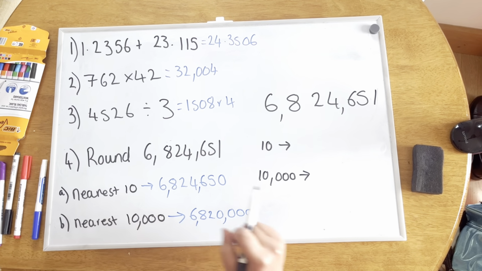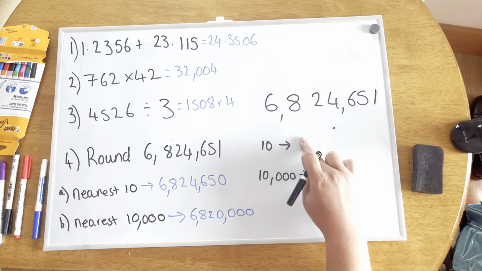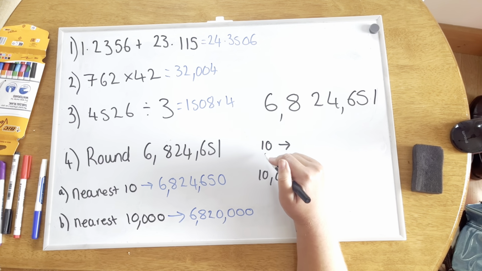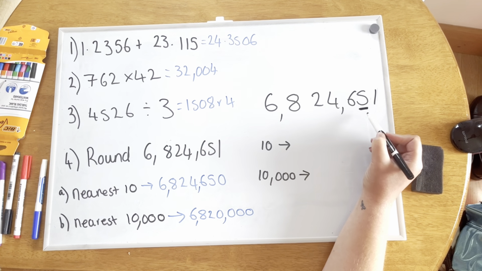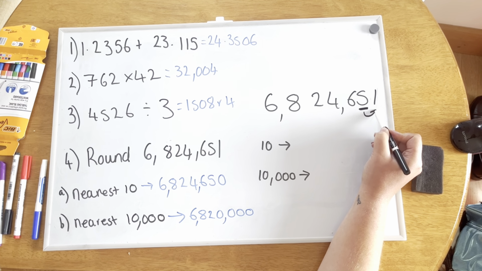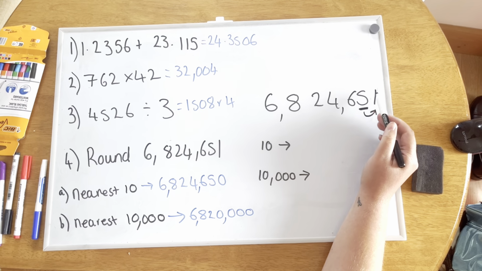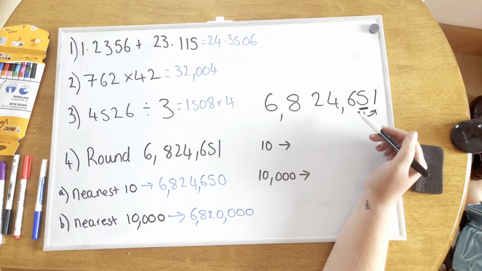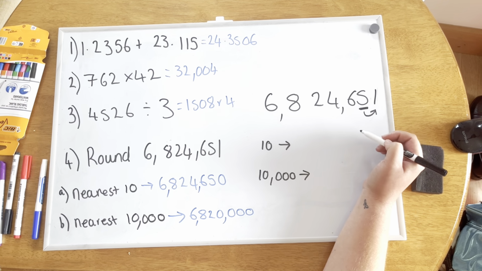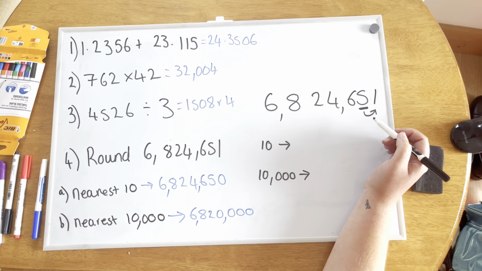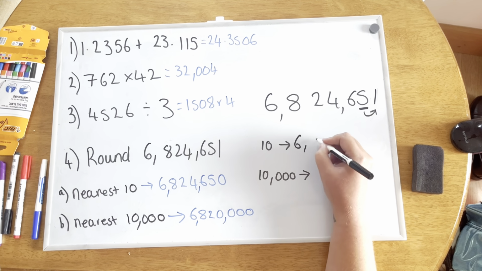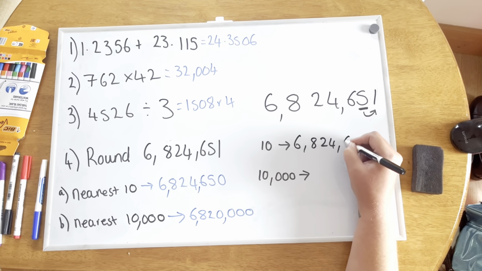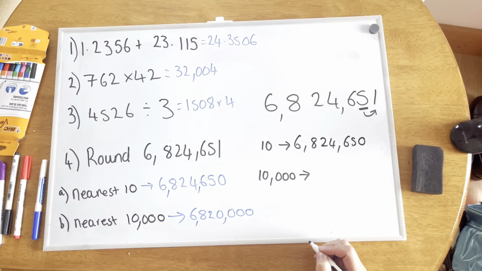So question 4a and 4b, I want to round to my nearest 10 and 10,000. So let's look at the nearest 10 first. So I'll go to my tens column, and when we're rounding, we always want to go to the one before. So because I'm looking at my tens, I'll go to my ones. And remember, if it's 1, 2, 3, or 4, we round down. If it's 5, 6, 7, 8, or 9, we round up. So because this is a 1, I'm going to round down. So my number would be 6,824,650 to the nearest 10.